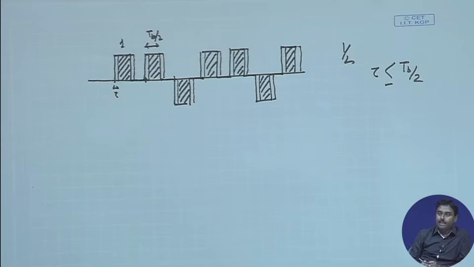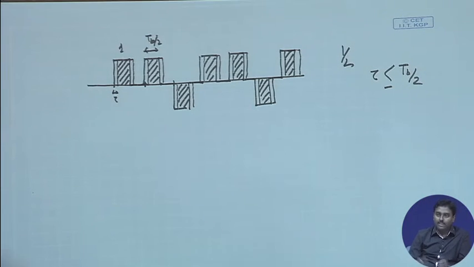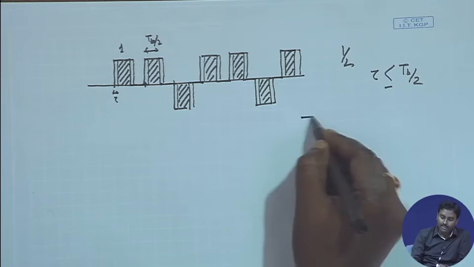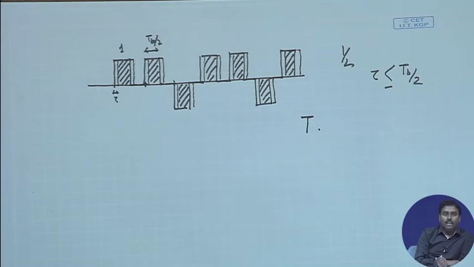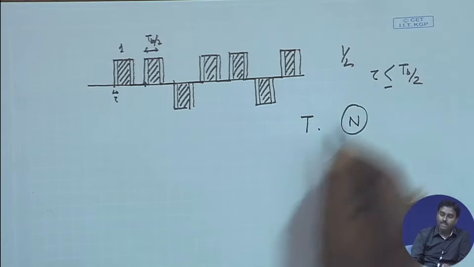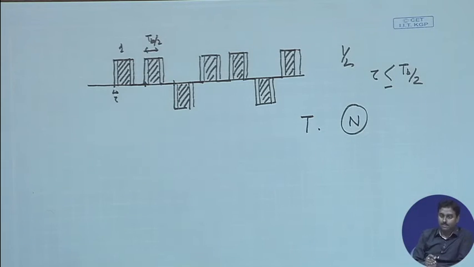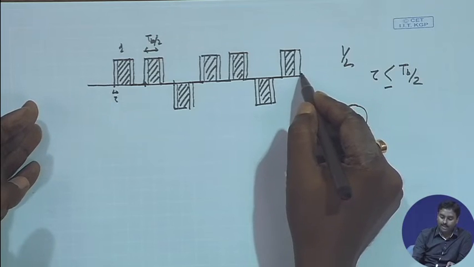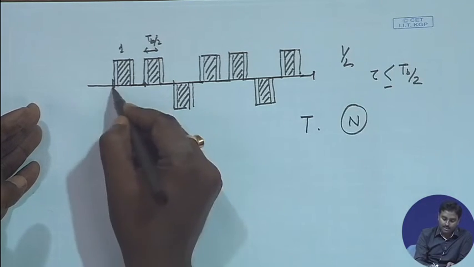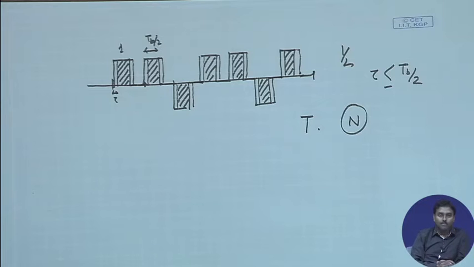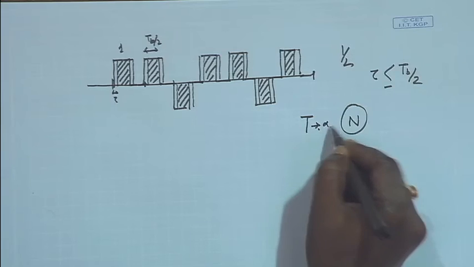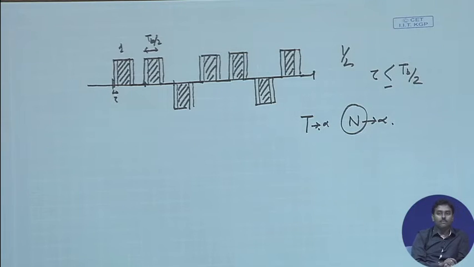Now, because it is a power signal, I need to truncate it. Let us say I have truncated it up to t, and for ease of calculation I have chosen my t in such a way that exactly n number of pulses sit within this. I am free to choose any t, there is no problem in that. And as t tends to infinity, this n also will go to infinity, infinite number of bits will be coming.